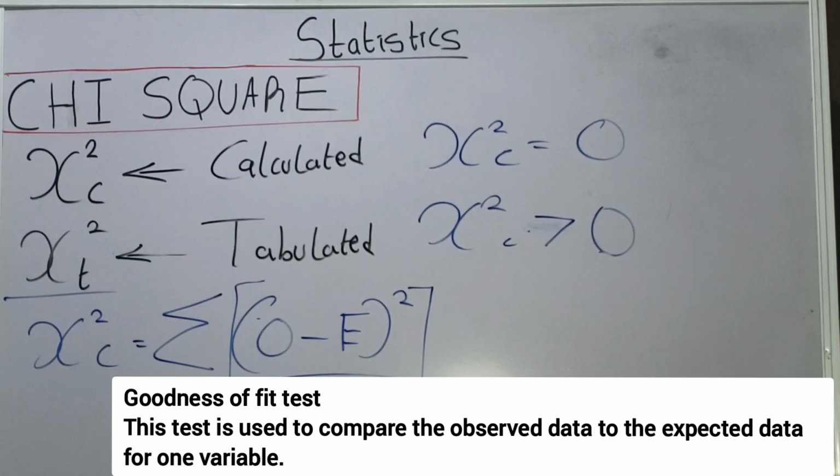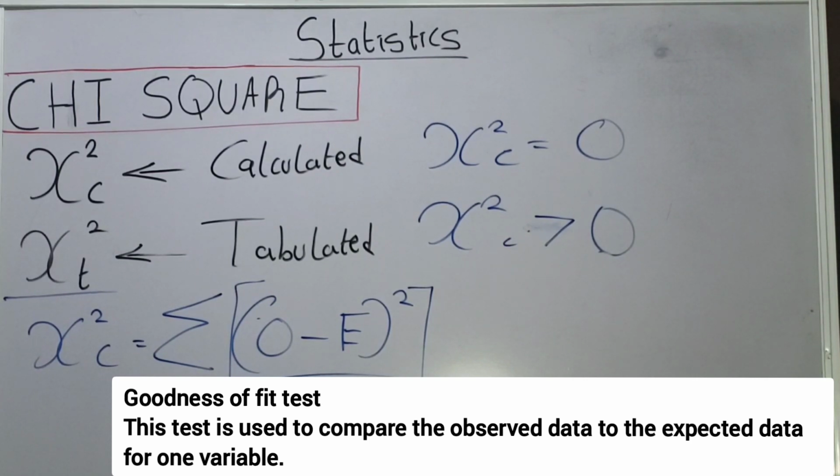Now, if we have a chi-square test in which we have only a single variable, that means this chi-square test is the goodness of fit test, because we are only having a single variable. You understand? So when you are given a question and asked what type of test this is, look at the variable that you have.